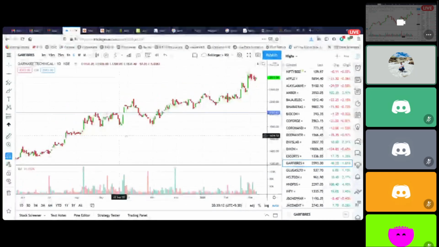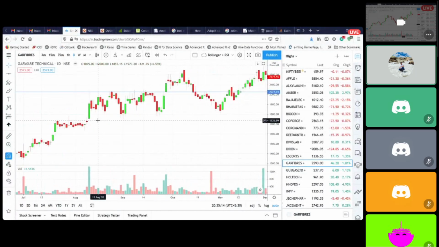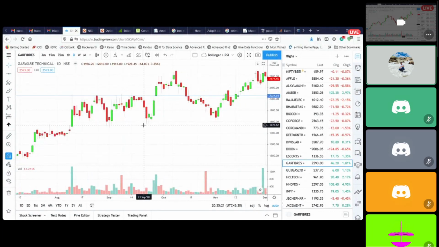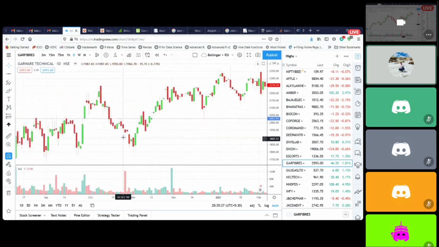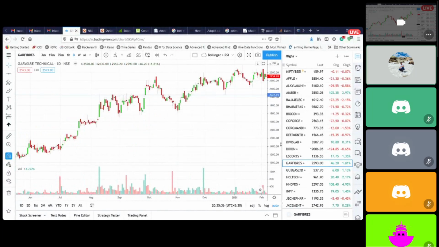Lots of trades in Garware Fiber. See this region. Multiple bottoms here. This is becoming a strong support. 1800 level strong support. It went up till 2200, came down, gave this big green candle. I took a long at 1920 and booked out at the top, 2200. Yeah, these 2200 tops right here. This trade was done.